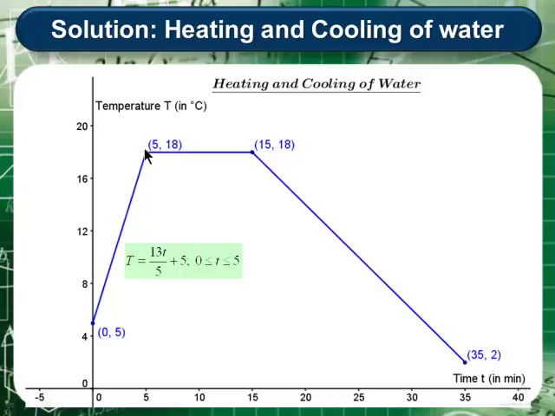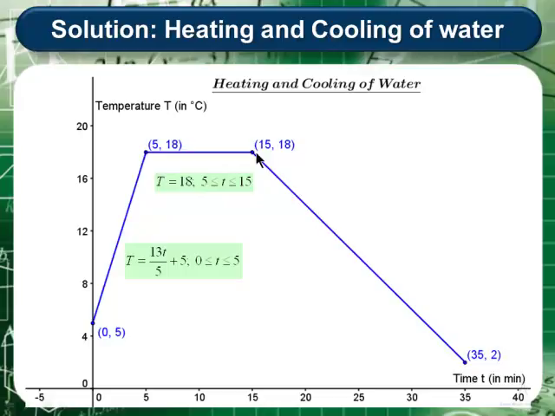Then the water is kept at 18 degrees Celsius for another 10 minutes. So the time goes from 5 minutes to 15 minutes. So here we have a straight line that's parallel to the horizontal axis. So the defining equation of that is T equals 18. And this constant linear function is applicable within the domain period from 5 to 15 minutes, including, of course, the 5.